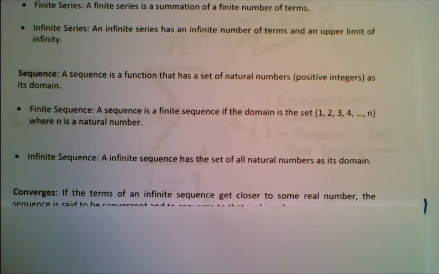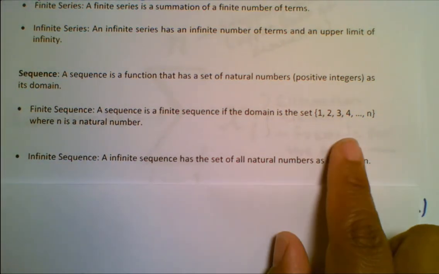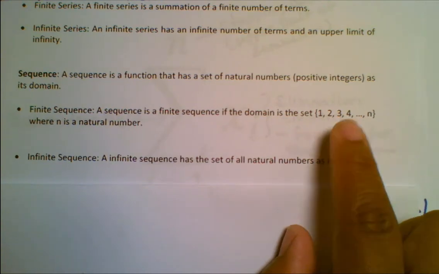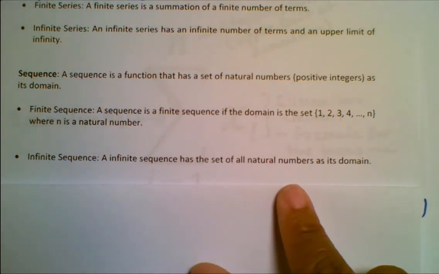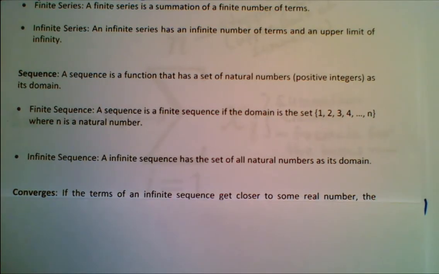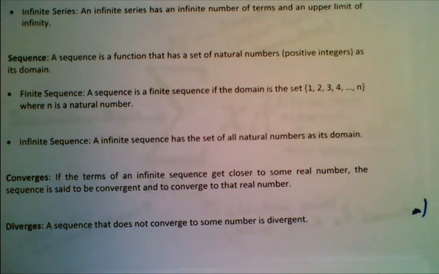We have two types of sequences. We have a finite sequence. A sequence is a finite sequence if the domain is the set of 1, 2, 3, 4, and so on. N represents the natural numbers. And an infinite sequence is a sequence that has the set of all natural numbers as its domain. So we're going to be going into what type of sequence we have here.